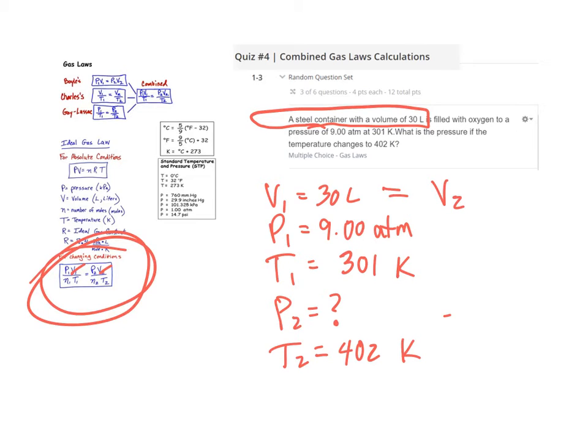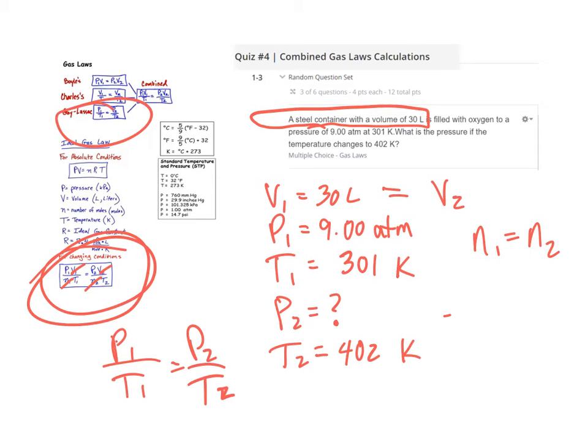How about the N? Is there any indication that N1 is not going to equal N2? The amount of gas is not changing. It's filled with oxygen. That's not changing. So N1 equals N2, and we can cancel those two out as well. I'm going to reduce this to P1 over T1 equals P2 over T2. It's a Gay-Lussac problem. I want to find P2. Algebra on the fly. Take the T2, move it up here. P1 T2 over T1 equals P2.